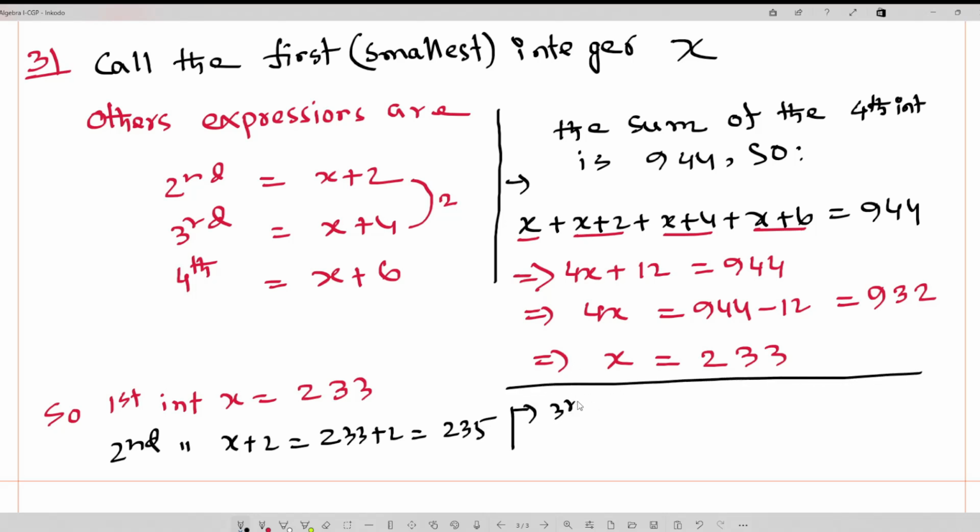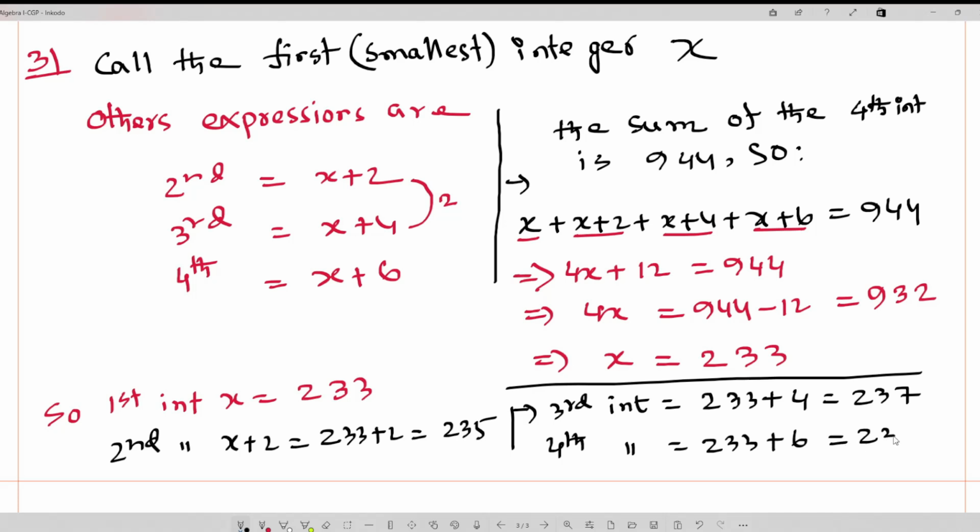Third integer, 233 plus 4, it means 237. Fourth integer, 233 plus 6, it means 239. So this is our answer: 233, 235, 237, 239.